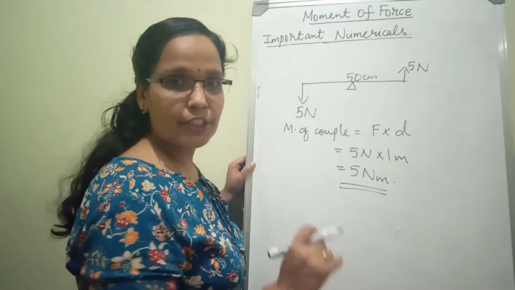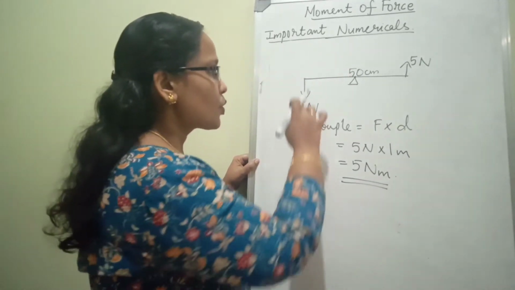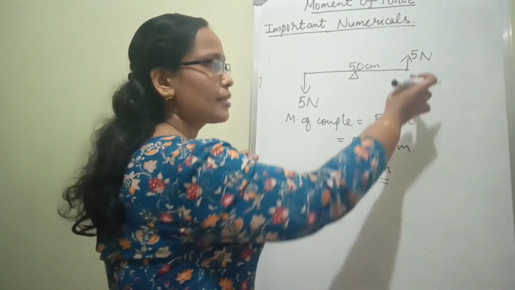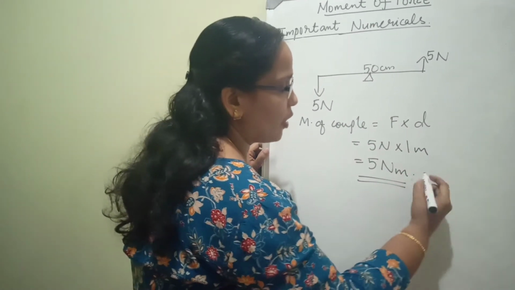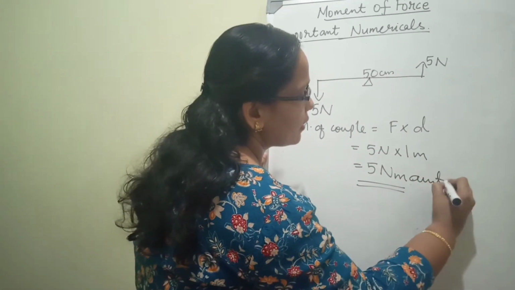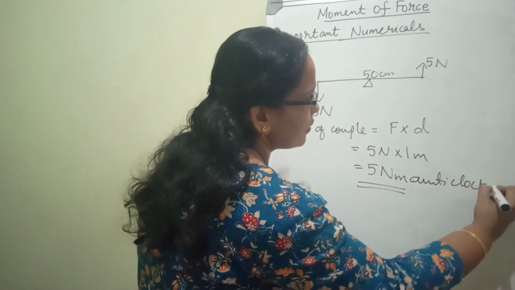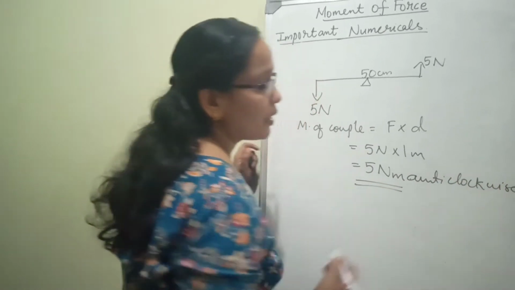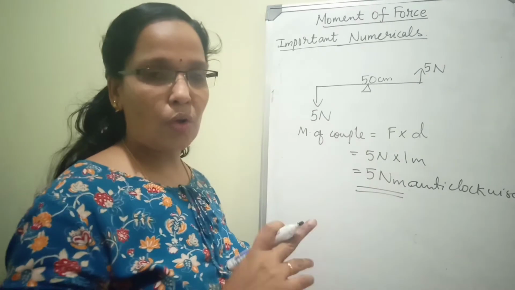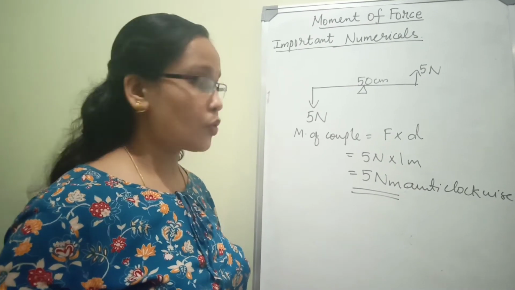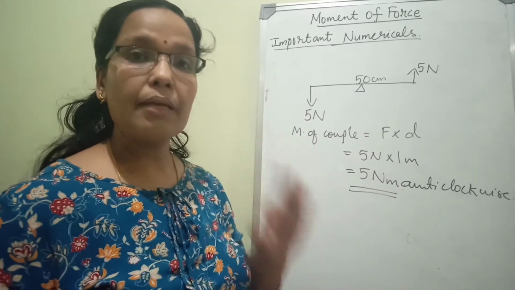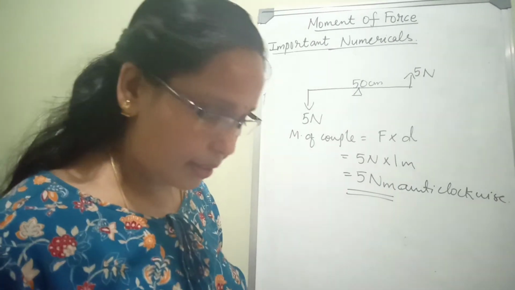In which direction do we have to mention? So this is anti-clockwise. This also turns anti-clockwise, and the total is 5 Newton meter anti-clockwise. We have to mention whether the moment of force is clockwise or anti-clockwise with the answer. If we mention this, it is a 3 mark question, and we will be getting 3 marks.